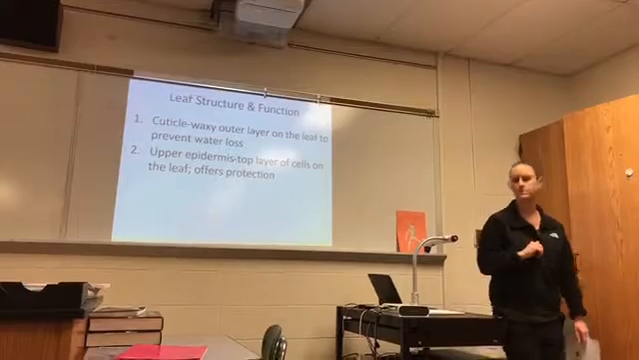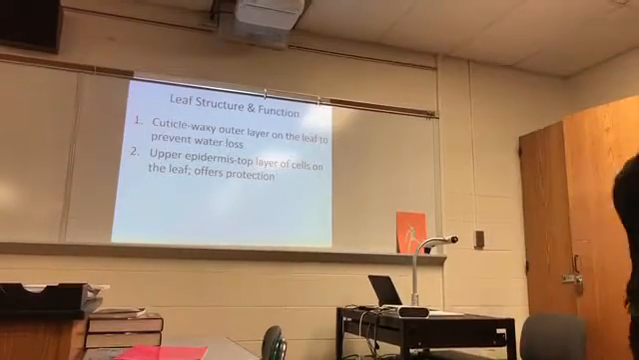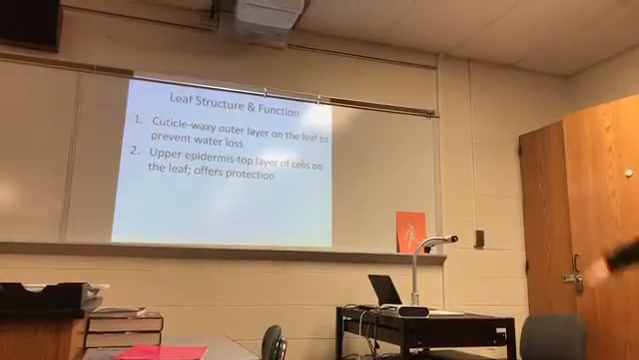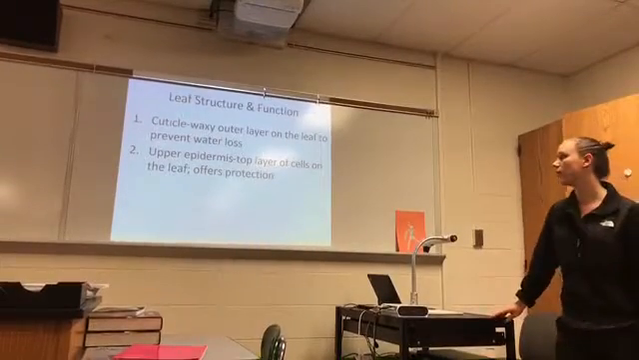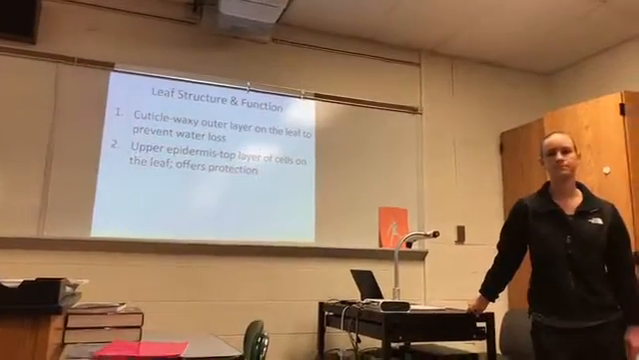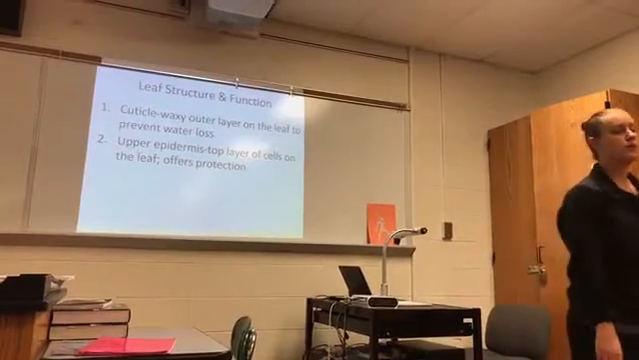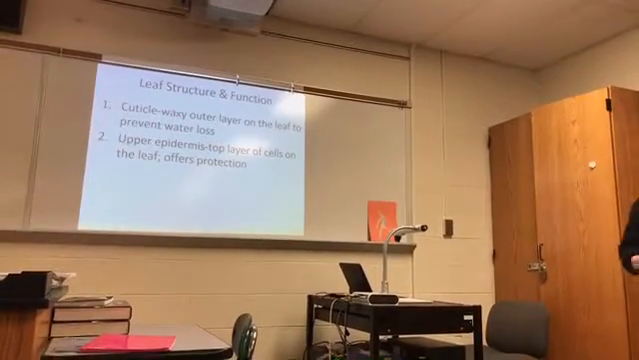Okay, here starts your notes. So we talked about that outer layer, that's the cuticle, right? That's going to be the waxy outer layer on the leaf to prevent water loss. And that's really important. We don't want the plant to dry out and wilt. We want to contain that water.